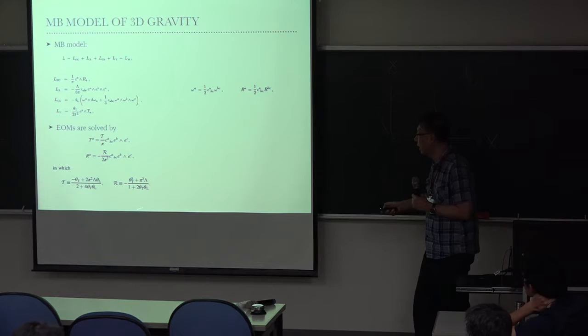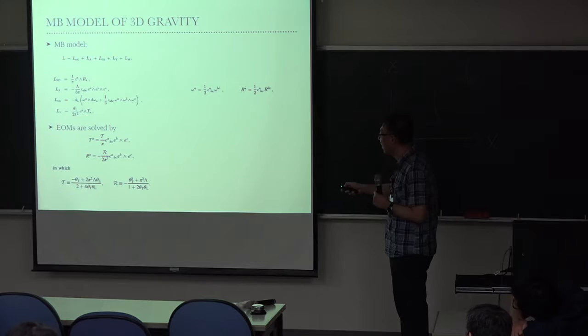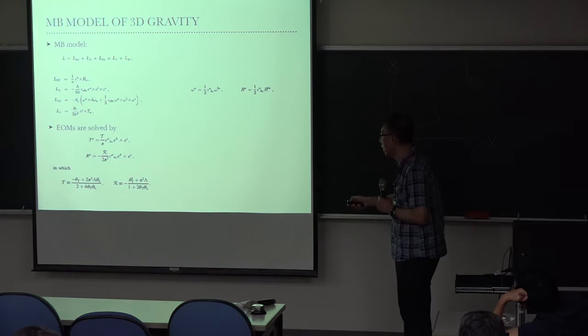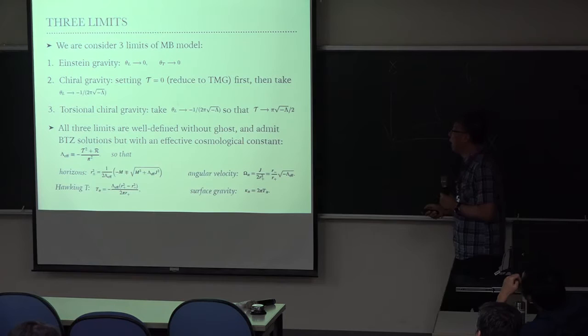So in some sense, the original theta L, theta T are not the torsion associated with the chirality. Basically these two quantities, T is associated with the real torsion and R with the real curvature radius.